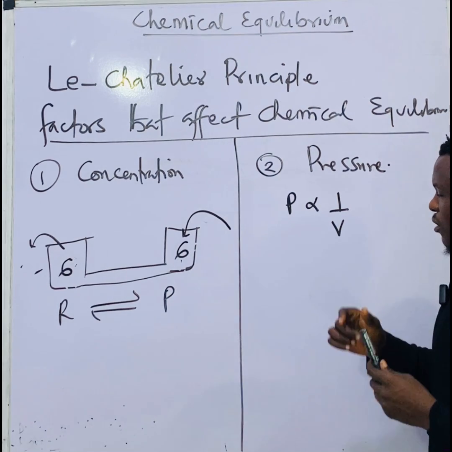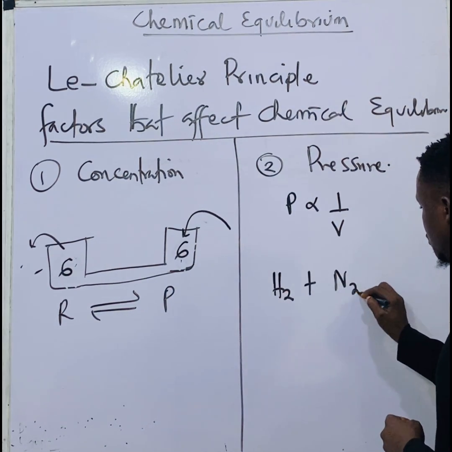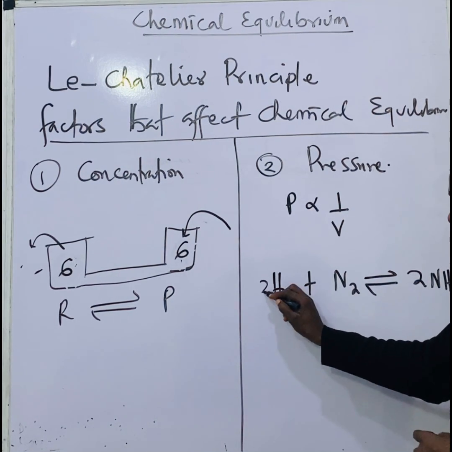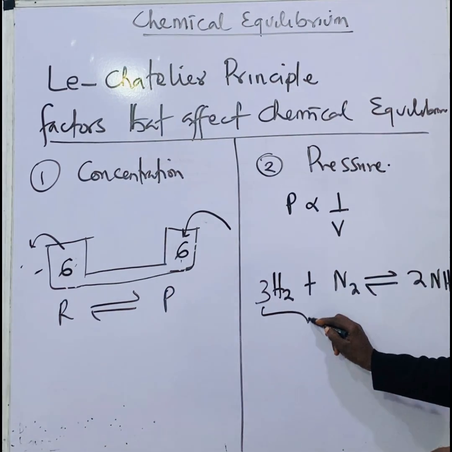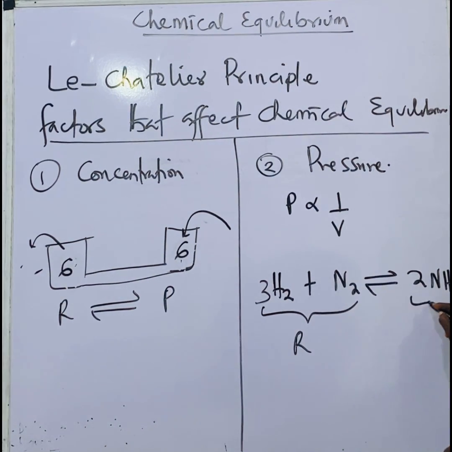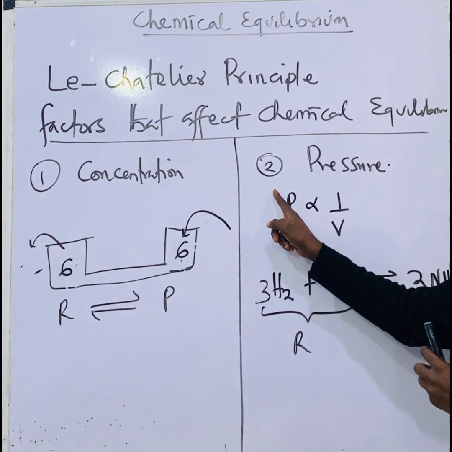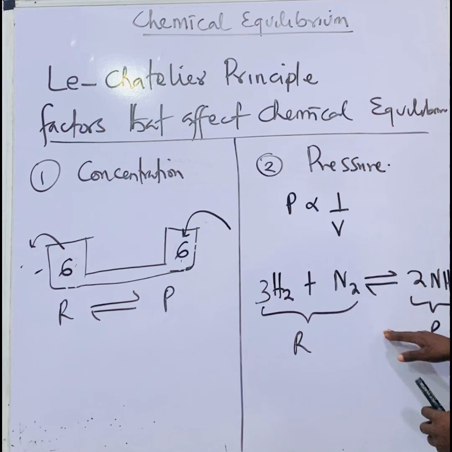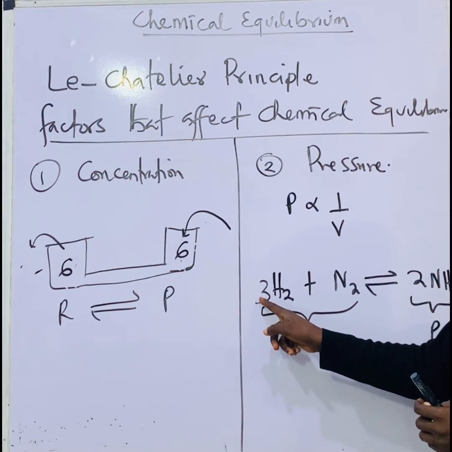So if, for example, I have H2 plus N2 giving me 2NH3. Assuming I have something like this. This is the reactant side, and this is the product side. Now, if I increase pressure, the law says increase in pressure leads to decrease in volume. Class, in these reactions, these are all gases. Volume can be seen as mole.